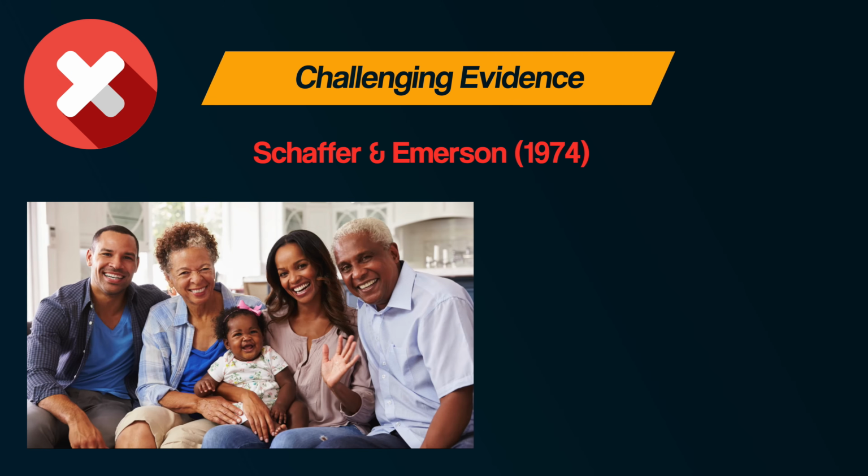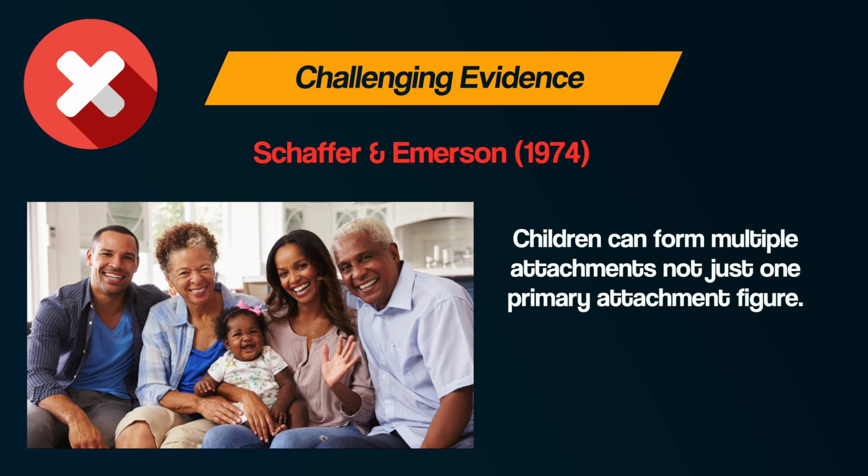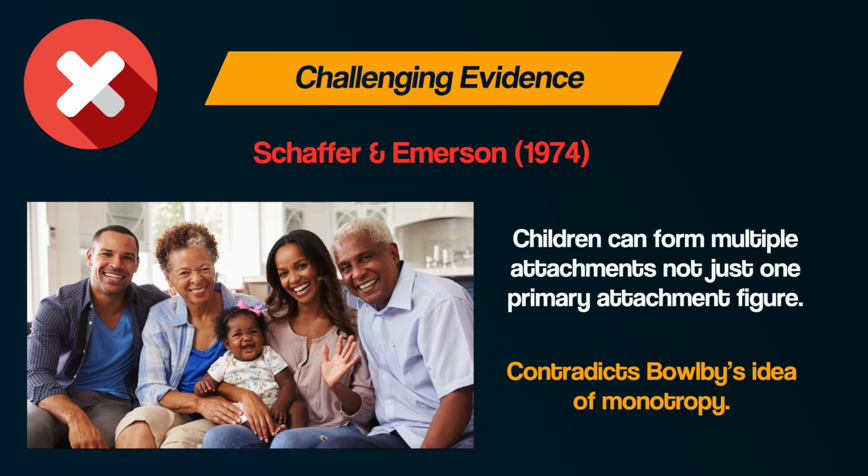However, Schaffer and Emerson's research challenges Bowlby's monotropic theory by proposing that children can form multiple attachments rather than just one primary attachment figure. This contradicts Bowlby's emphasis on a singular, special attachment and highlights the role of multiple caregivers and cultural differences in attachment formation.